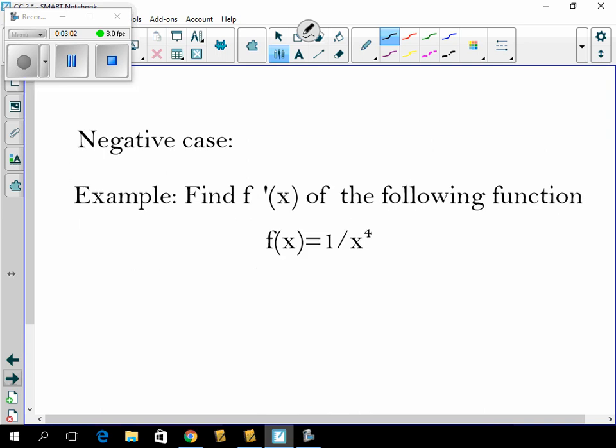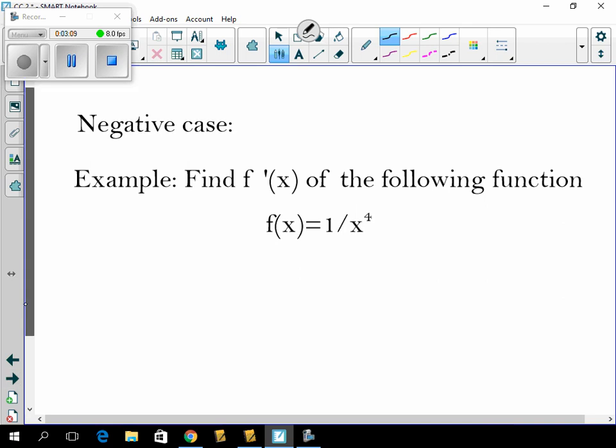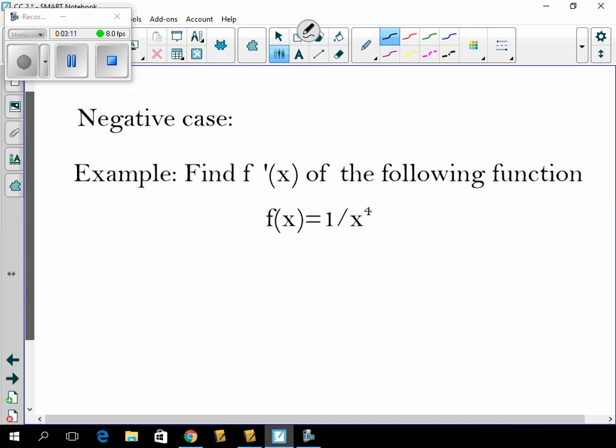So now when we're looking at the negative case, and what I mean by this is if I'm looking at the function f of x equals 1 over x to the 4th, it looks like a fraction. The first thing I want to do is rewrite this. When I bring an exponent from the denominator to the numerator, remember I make it negative. So this is the same thing as x to the negative 4th.